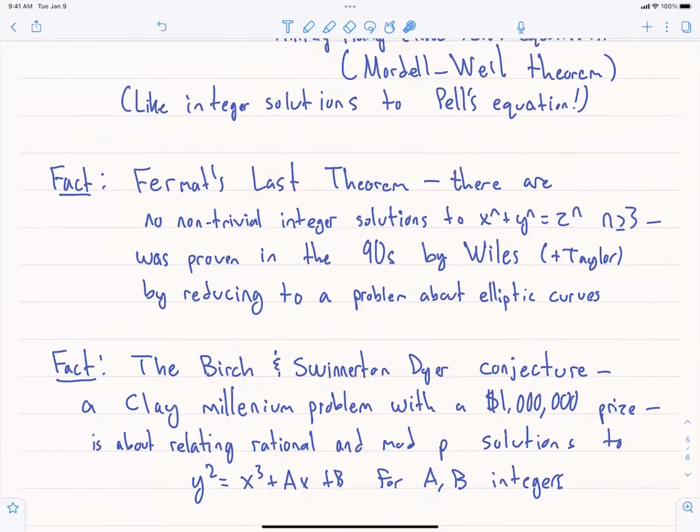But we're going to talk about more concrete applications of elliptic curves, especially to cryptography, on Thursday. And then Tuesday, we're going to just do some computations in class. So I will see you there.